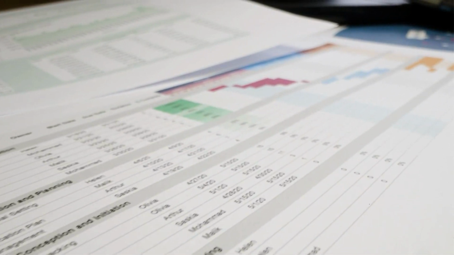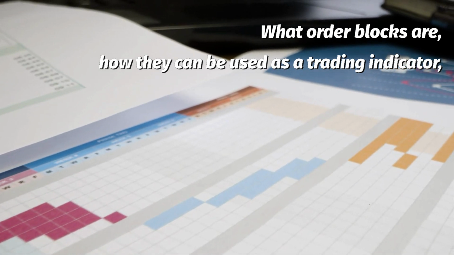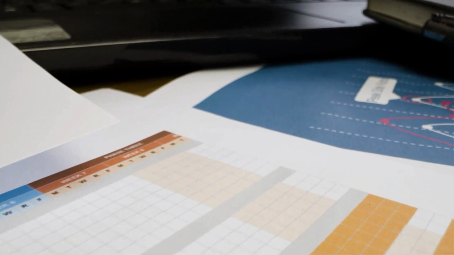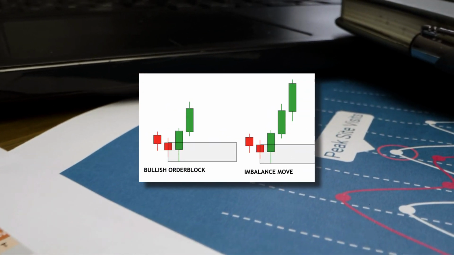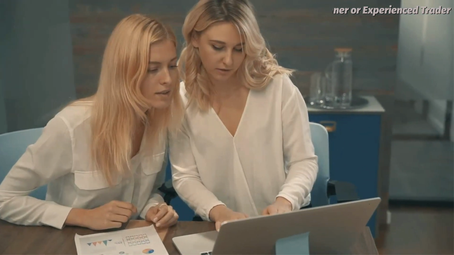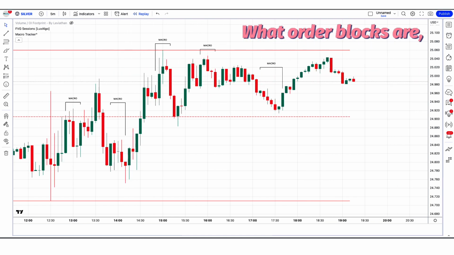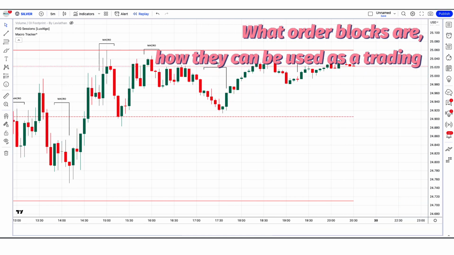Hello traders, in this video we'll be discussing what order blocks are, how they can be used as a trading indicator, and some techniques for identifying and trading order blocks effectively. Whether you're a beginner or an experienced trader, this video will provide you with the information you need to start using order blocks as a trading indicator. So let's get started by discussing what order blocks are and how they can be used in trading.